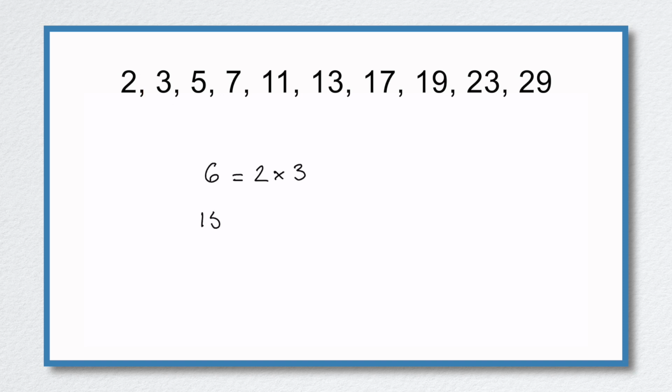15 can be written as 3 multiplied by 5. 3 multiplied by 5 is 15. Both 3 and 5 are prime numbers.